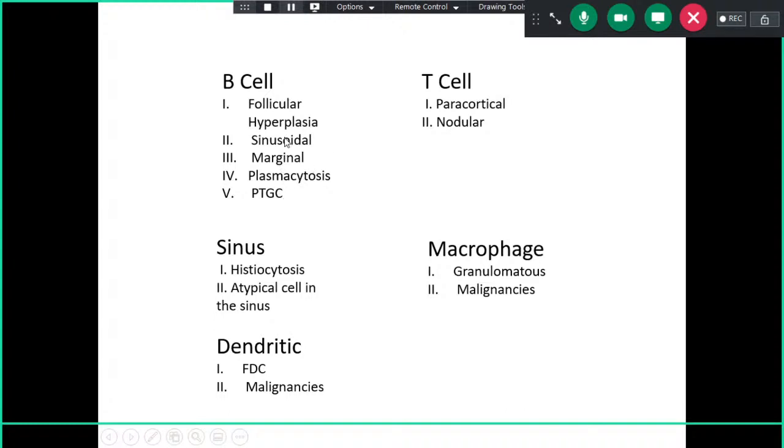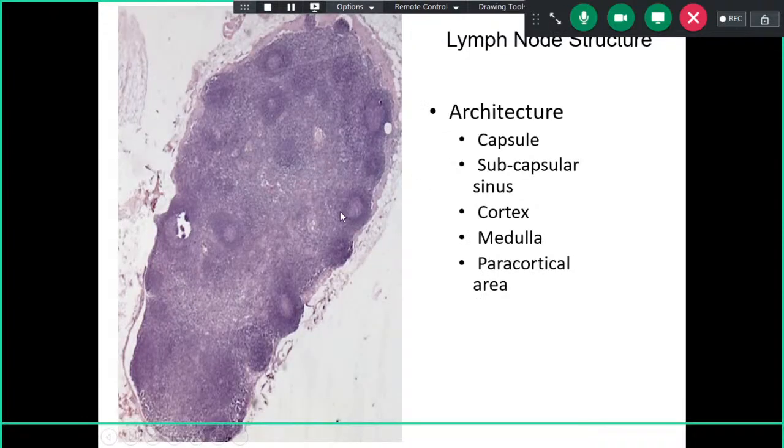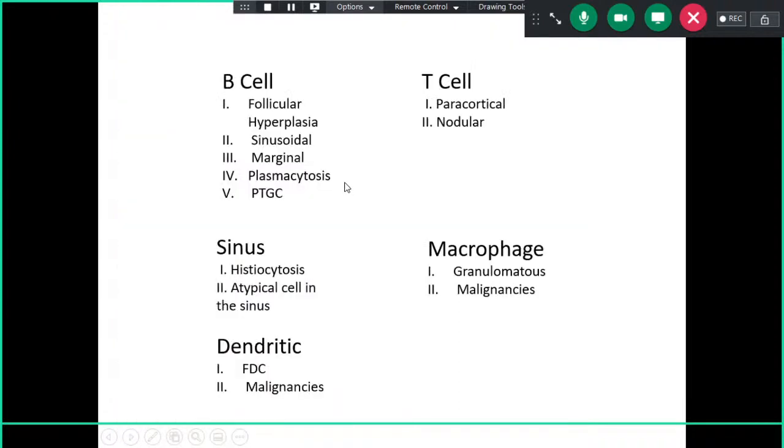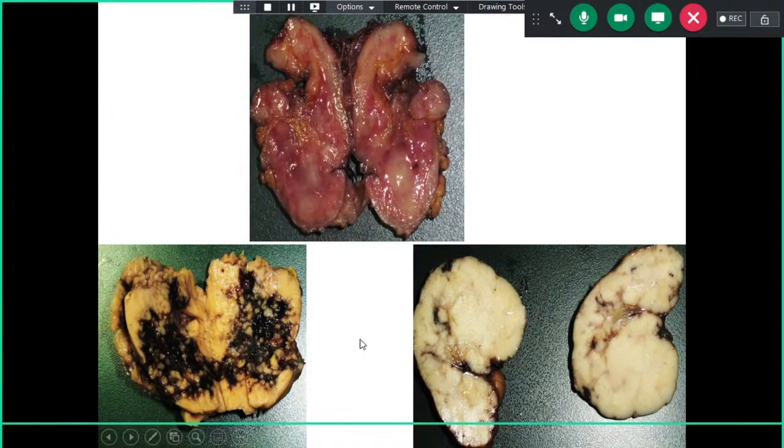The follicle could be sinusoidal or marginal. So all the germinal centers are of follicular B cells, and here these are the B zones, and in between these are the T zones. Then the sinuses, macrophages, and dendritic cells. Grossly, it could be nodular, with many nodules, or simply a fish-flesh appearance, a homogeneous enlargement of the lymph node. And sometimes you find necrosis in between. These black areas are the necrosis and hemorrhages.